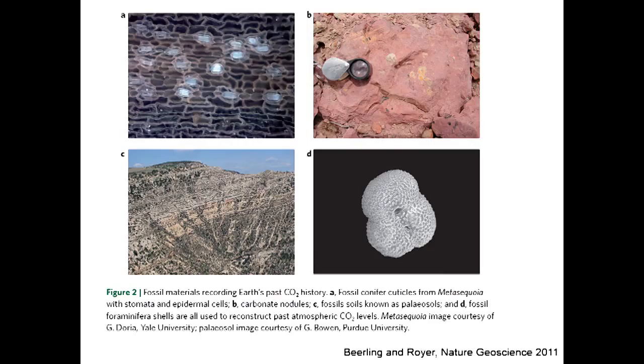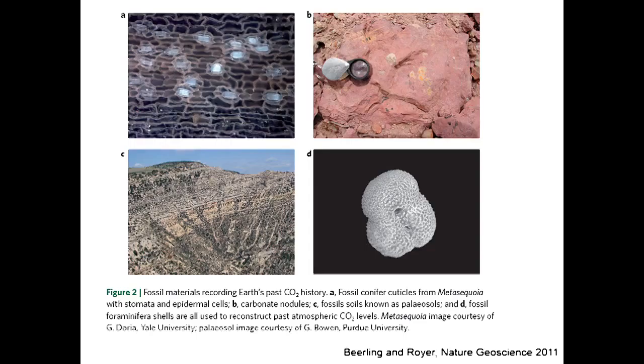Some archives allow us to make estimates of past CO2 concentrations in the atmosphere. These pictures show images that relate to some of these archives. One is fossil leaf stomata on the upper left here. Stomata are the openings in leaves that allow plants to take in air, to bring in CO2 for photosynthesis, and also to release oxygen that's a product of photosynthesis.